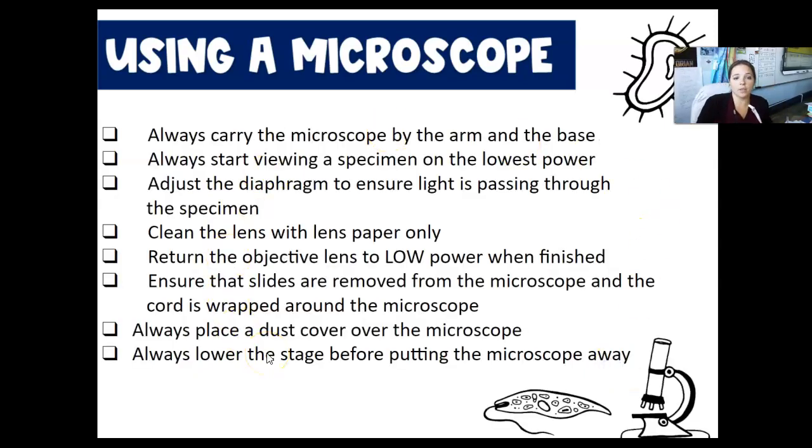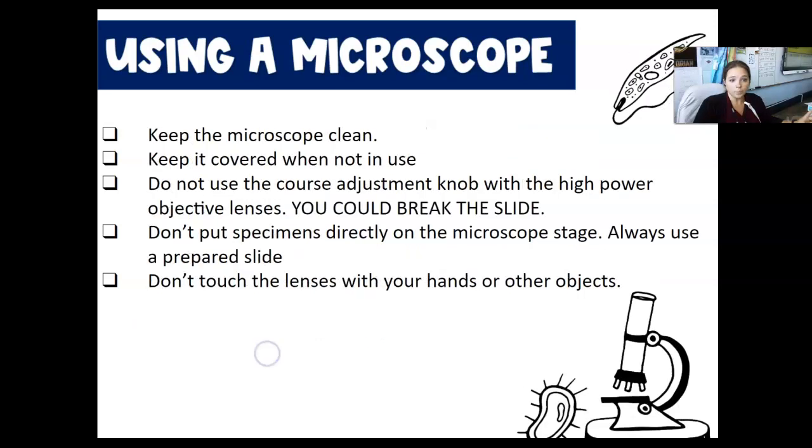So always carry the microscope by the arm and the base. Always start viewing the specimen on the lowest power. Adjust the diaphragm to ensure the light is passing through the specimen. Clean the lens with lens paper only, and we do have that. Return the objective lens to low power when finished. Ensure that the slides are removed from the microscope and the cord is wrapped around the microscope. Always place a dust cover over the microscope and always lower the stage before putting the microscope away.